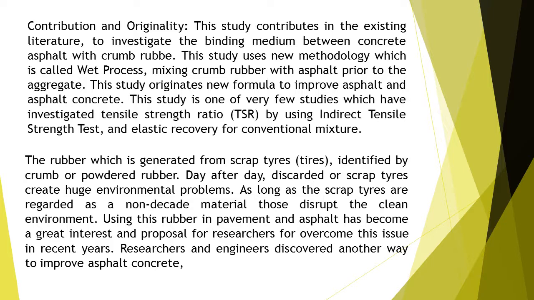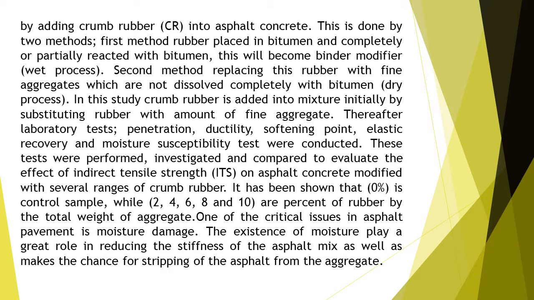in recent years. Researchers and engineers discovered another way to improve asphalt concrete, by adding crumb rubber, CR, into asphalt concrete. This is done by two methods. First method, rubber is placed in bitumen and completely or partially reacted with bitumen, which becomes a binder modifier: the wet process. Second method, replacing fine aggregates with this rubber, which is not dissolved completely with bitumen: the dry process.